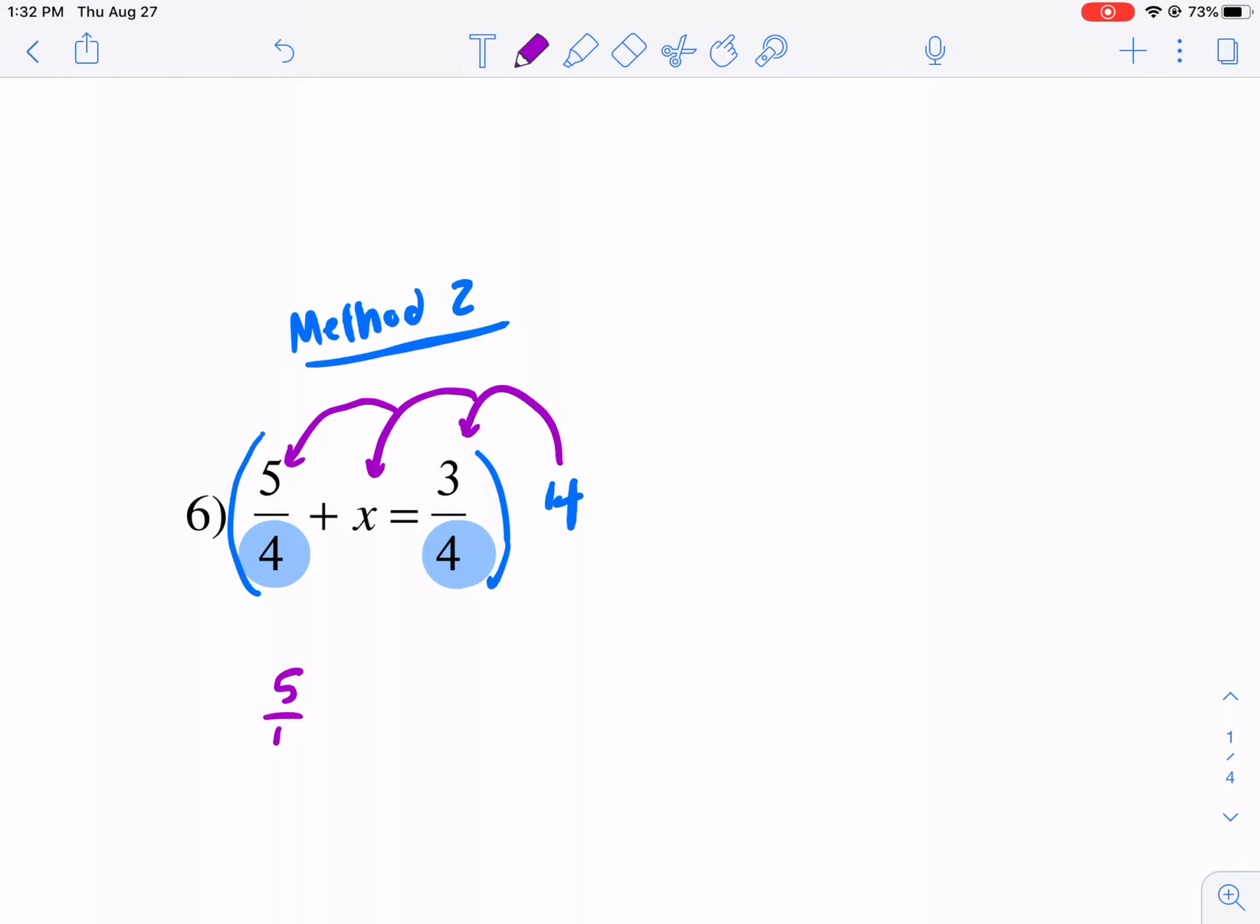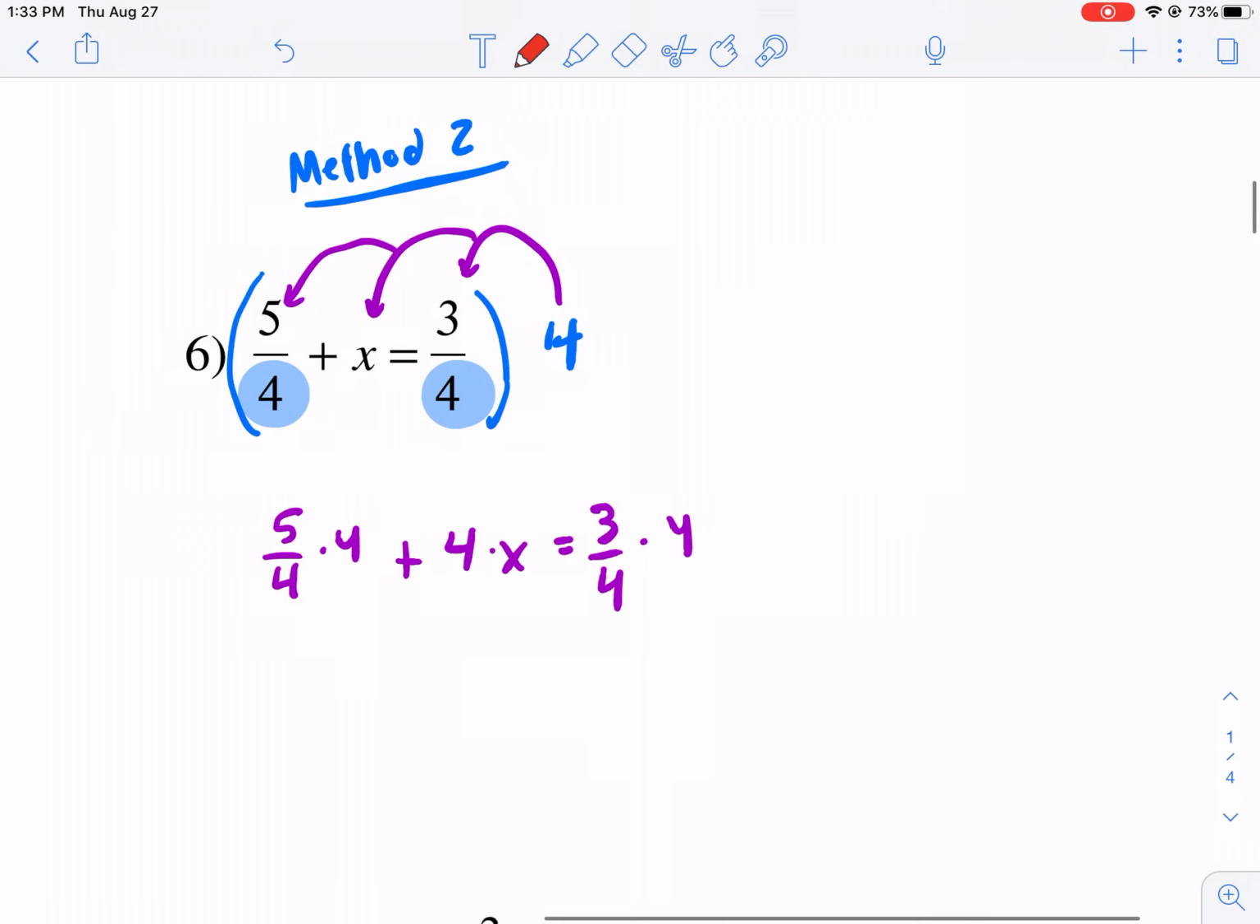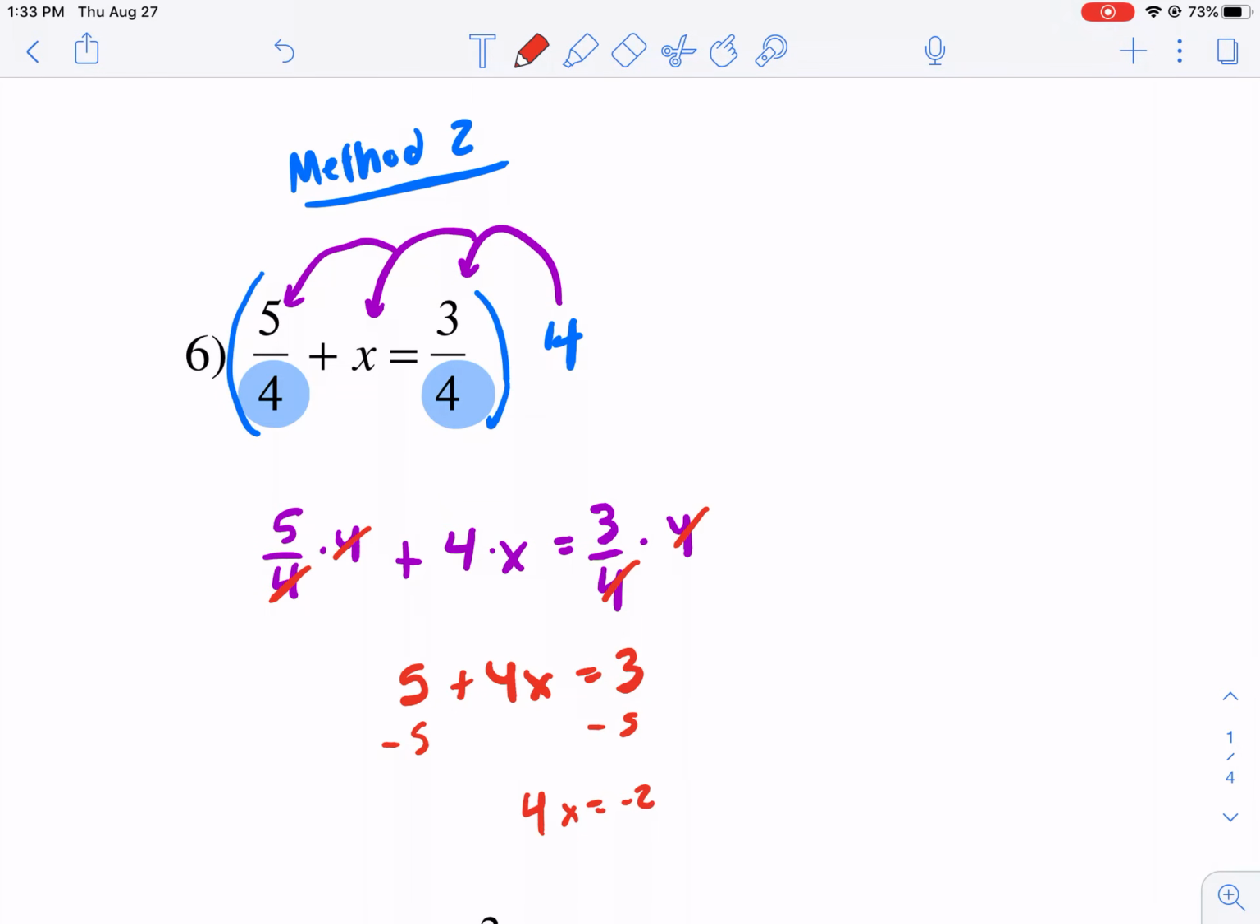So we have 5 over 4 times 4 plus 4 times x equals 3 over 4 times 4. Now we're going to cancel, because when you multiply by 4 and divide by 4, it cancels, and that's the whole point. So now we have 5 plus 4x equals 3. Move this over to isolate the variable. 4x equals negative 2. Divide by 4, we get x equals negative 1 over 2.